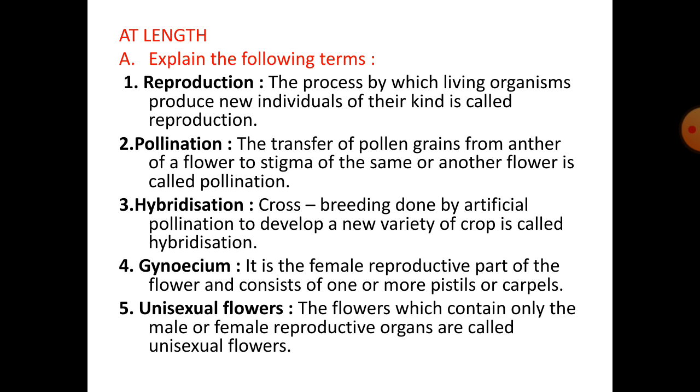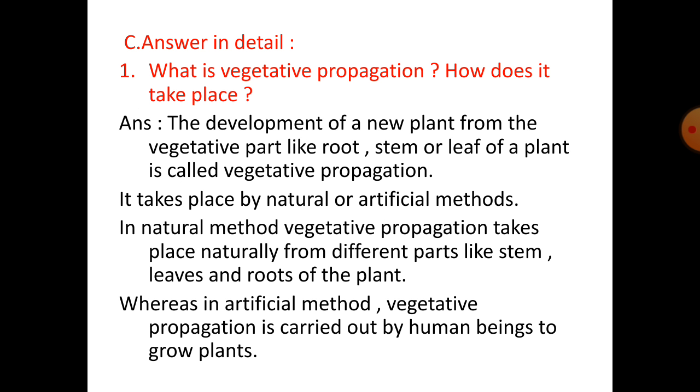Gynoecium. It is the female reproductive part of the flower and consists of one or more pistils or carpels. Unisexual flowers. The flowers which contain only the male or female reproductive organs are called unisexual flowers.